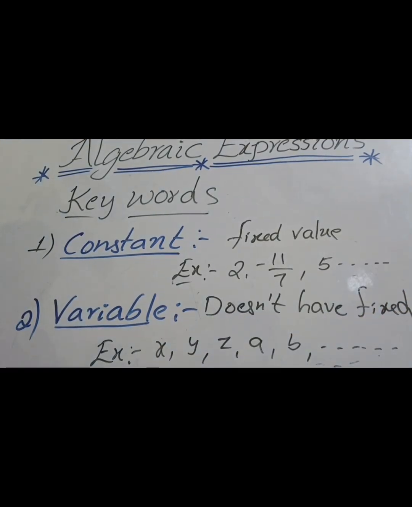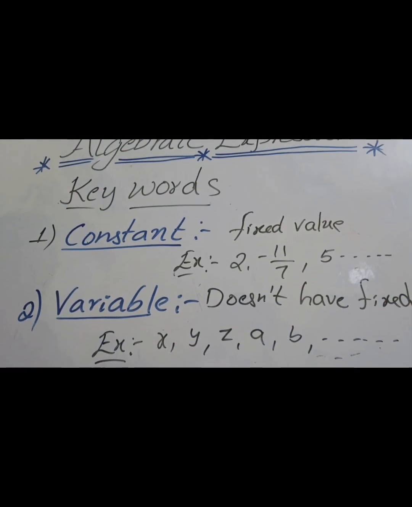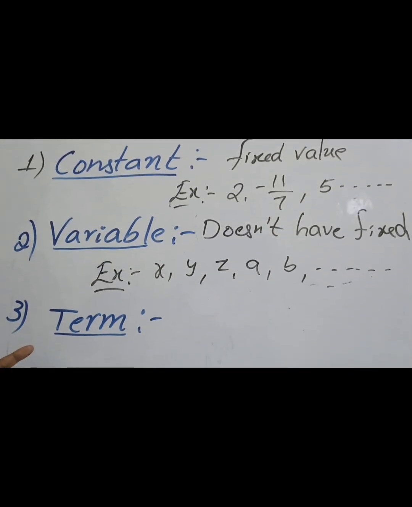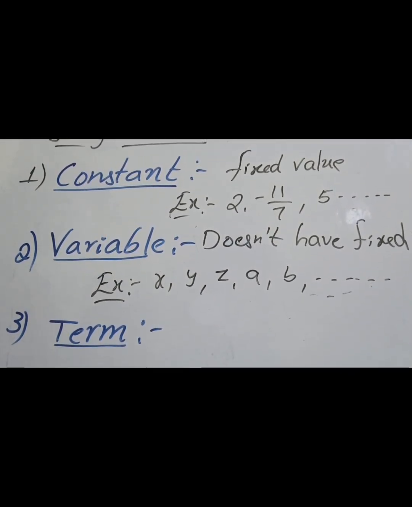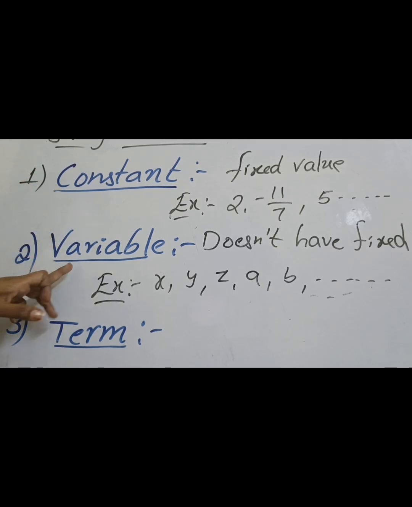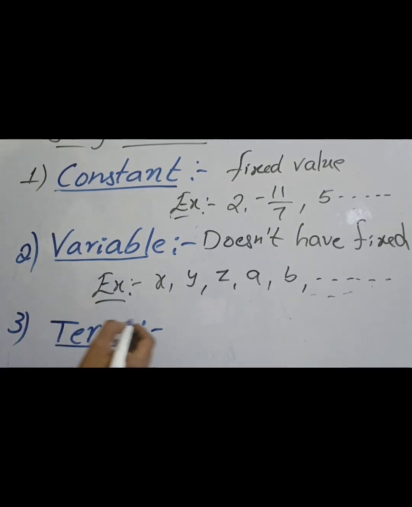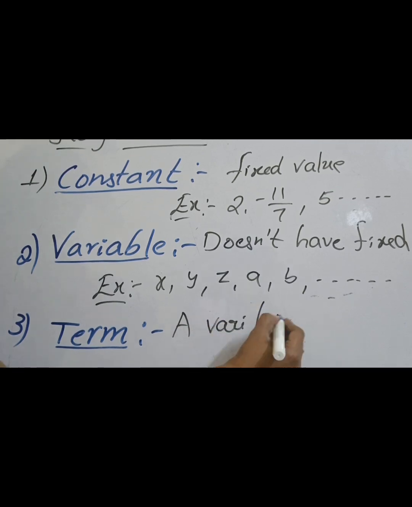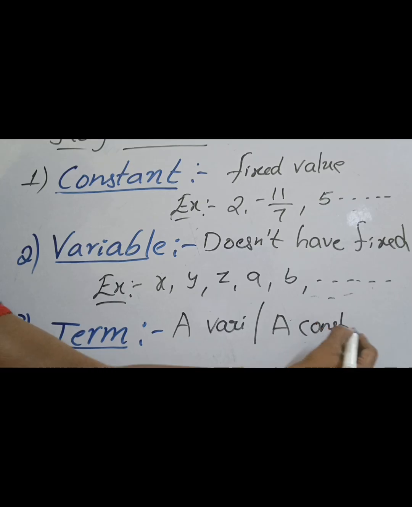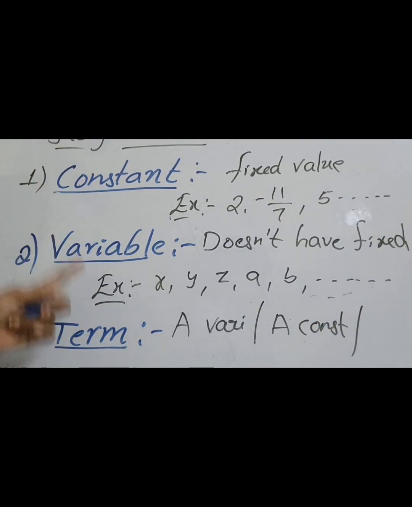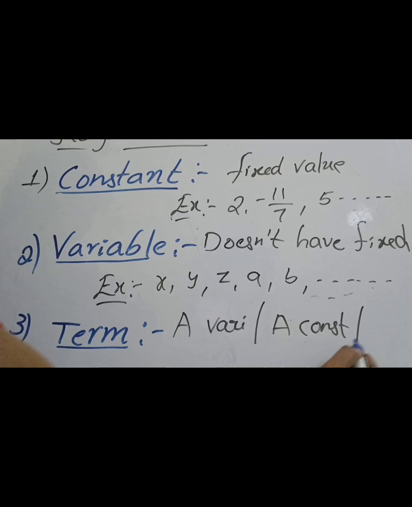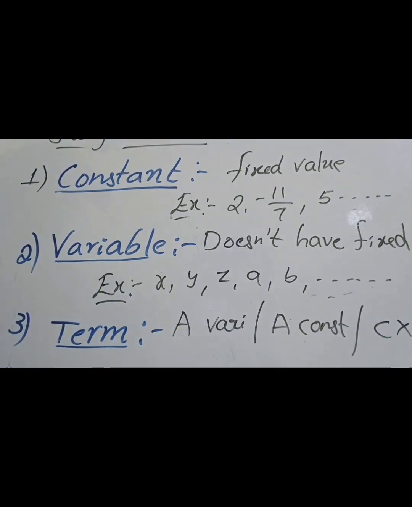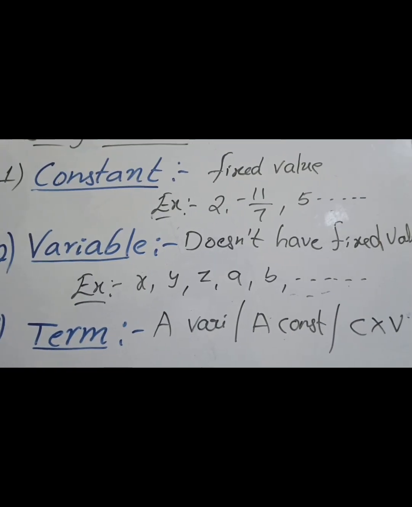Clear? Next, term. What is this term? Terms are nothing but a constant, or a variable, or a product of both constant and variable. Means a term is a variable or a constant, just I am writing the short form, children, or it may be the product of constant and variable. C into V I wrote, children. It's nothing but a product.